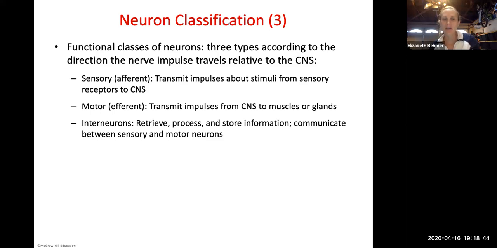And then the motor is your efferent neuron, part of the efferent nervous system, that will transmit impulses from your brain to the muscles or glands that they'll control. If you ever hear about an interneuron, it is just kind of a go-between. It's the third class of neuron. It retrieves, processes, and stores information, and it can communicate between sensory and motor neurons.